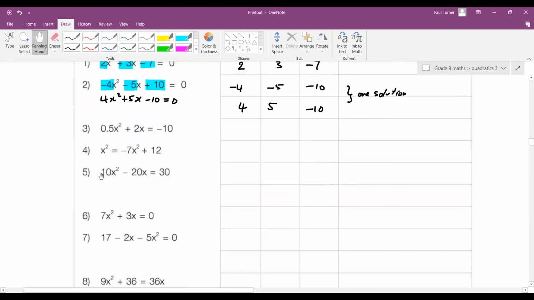Look at question 5. You've got 10, minus 20, 30. If you bring the 30 over, you'll get minus 30, won't you? So we'll have 10, minus 20, and minus 30, like that. But what if you divided everything by 10?